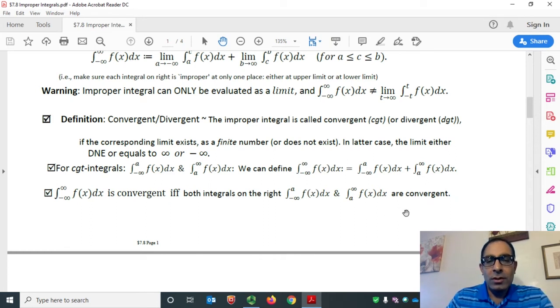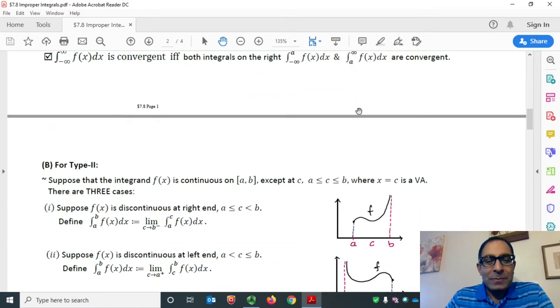So to show the left-hand side integral is divergent, all you need to show is that one of the right-side improper integrals diverges. But to show the left integral is convergent, we have to show both of the improper integrals on the right converge. I hope this makes sense to you all. Now let me scroll down.